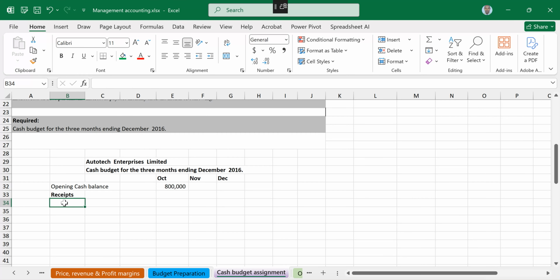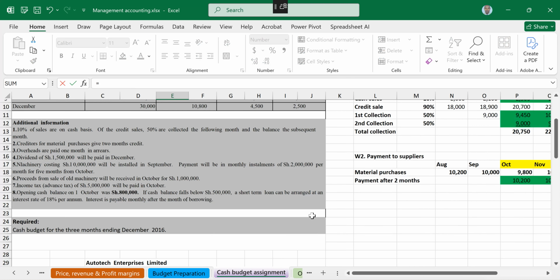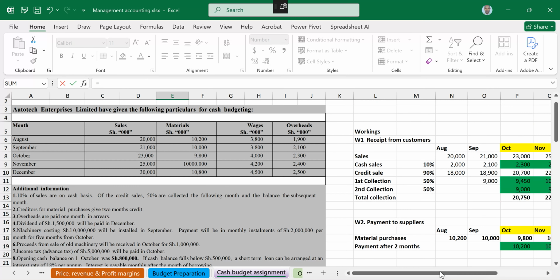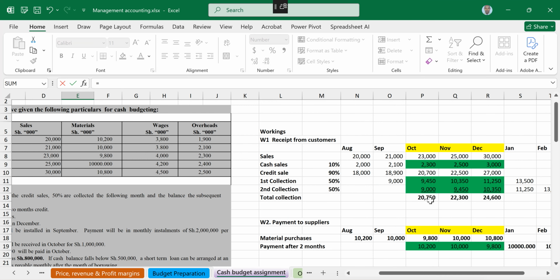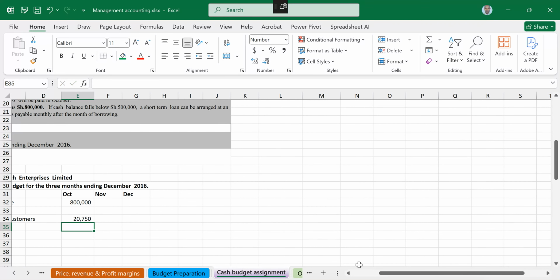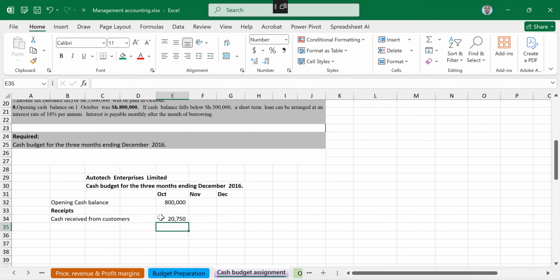Receipts, we start with cash received from customers. Cash received from customers, equal sign, then go to your working and pick the total collection from October here. Total collection from October, enter, drag across to December.